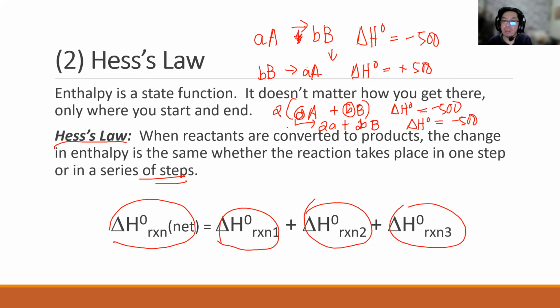So, kunwari, kung nag-multiply ako ng 2 for the reaction, you also need to multiply that by 2. So those are the rules for manipulating your thermochemical equation. So with this in mind, we can now calculate the delta H naught reaction using Hess's law.